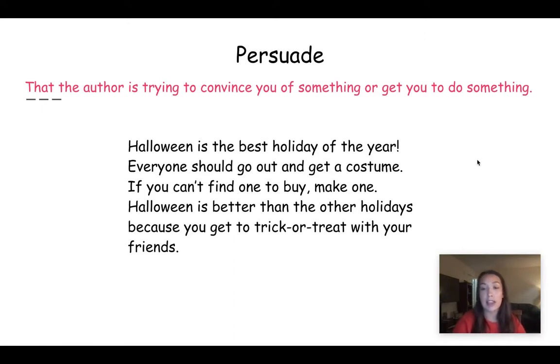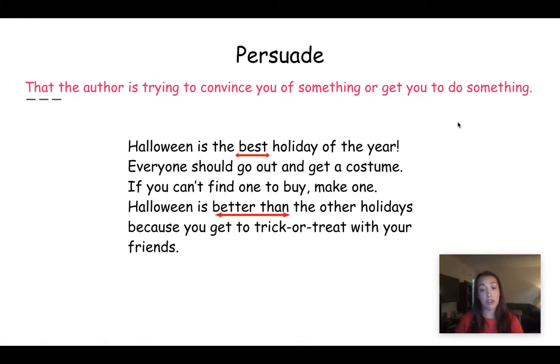So, after looking at that paragraph, there's a couple things that we can look at to help us understand what the author is trying to do, which is to persuade. We can look at the word best. That first sentence says, Halloween is the best holiday of the year. Using that opinion helps us understand that the author is trying to persuade rather than to inform or to entertain.